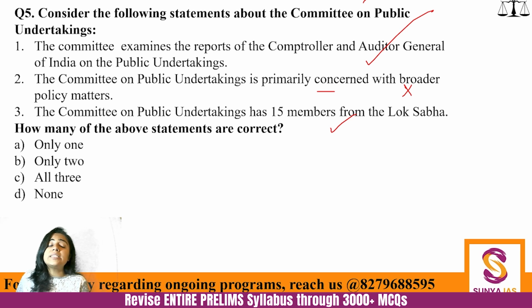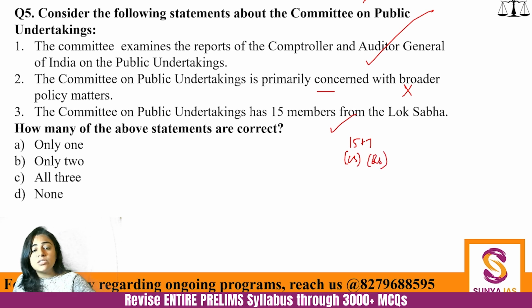The membership is the same as the Public Accounts Committee. It has 15 plus 7 members, total 22 members. 15 members from Lok Sabha, 7 members from Rajya Sabha. I hope this is very clear to you. Now write down the details that you need to write down on the Committee on Public Undertakings.